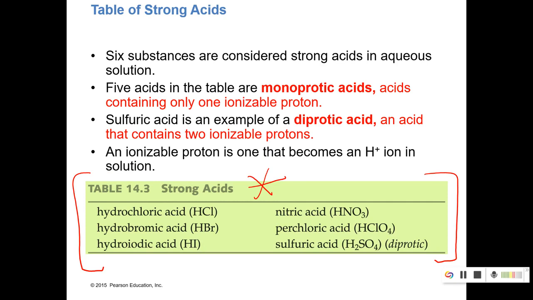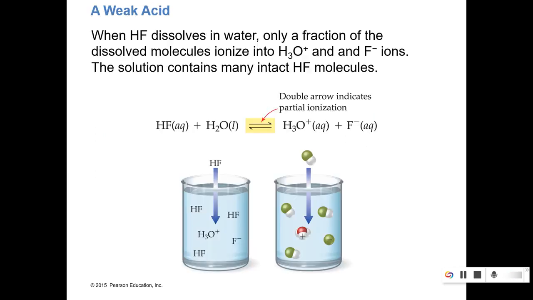Now up top here, they're just talking about mono and diprotic. Mono just means 1, and di means 2, so that's how many protons they're losing. So if you look, 1 proton, 1 proton, 1 proton, 1 and 1. But this one has 2, so it's diprotic. Sometimes we also call this polyprotic because there's more than 1. You have to know these 6 strong acids.